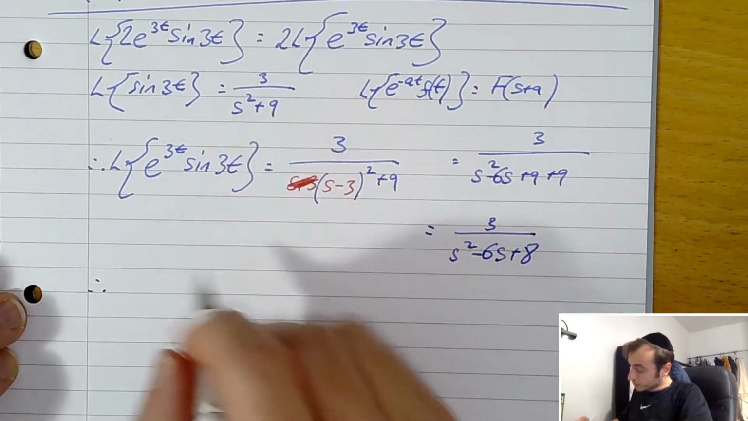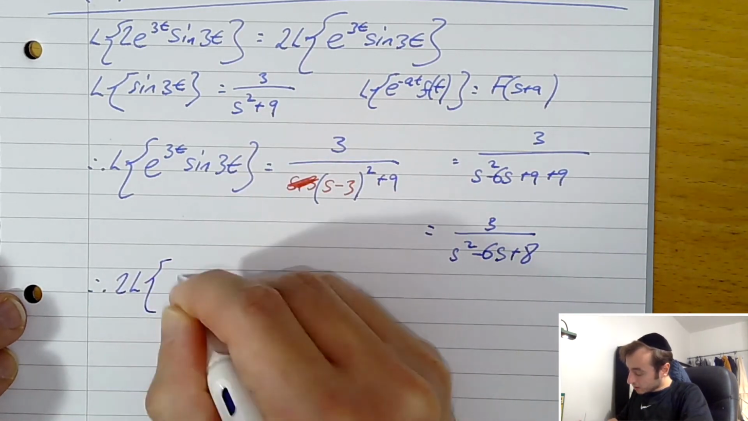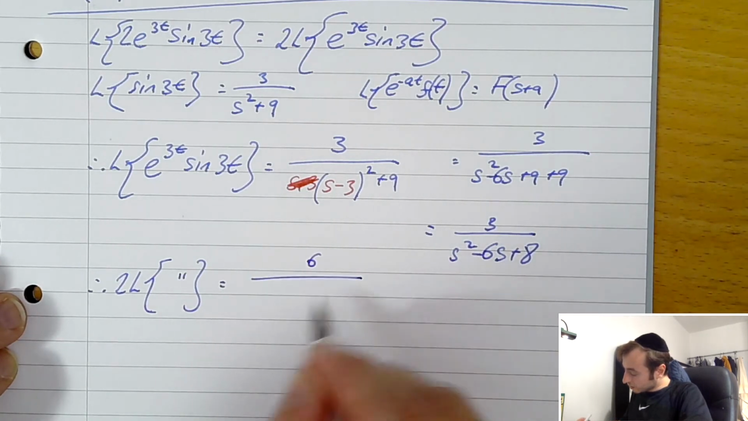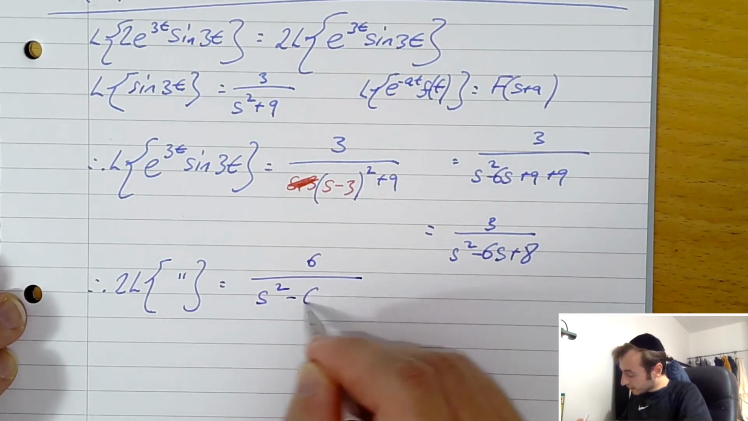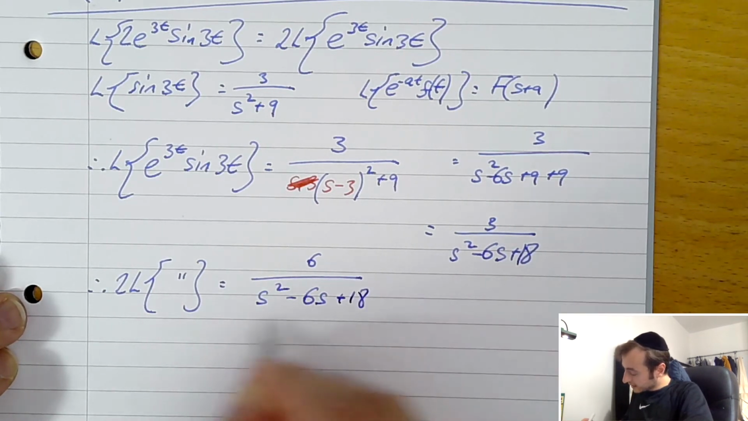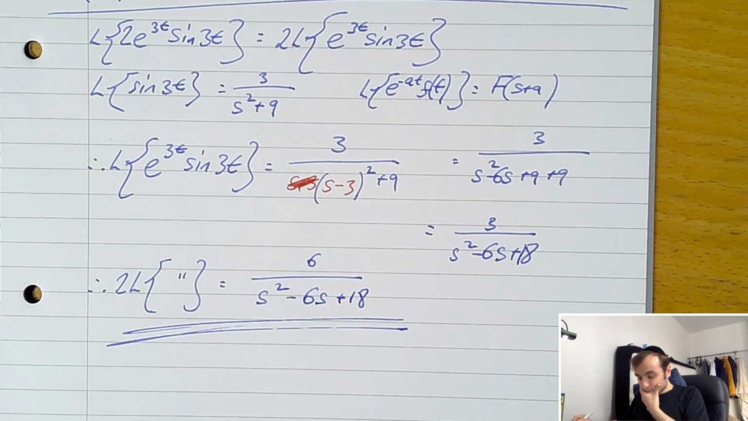Therefore, 2 times the Laplace transform of what we said before is then going to be 6 on s squared minus 6s, so actually plus 18, plus 18. Okay.